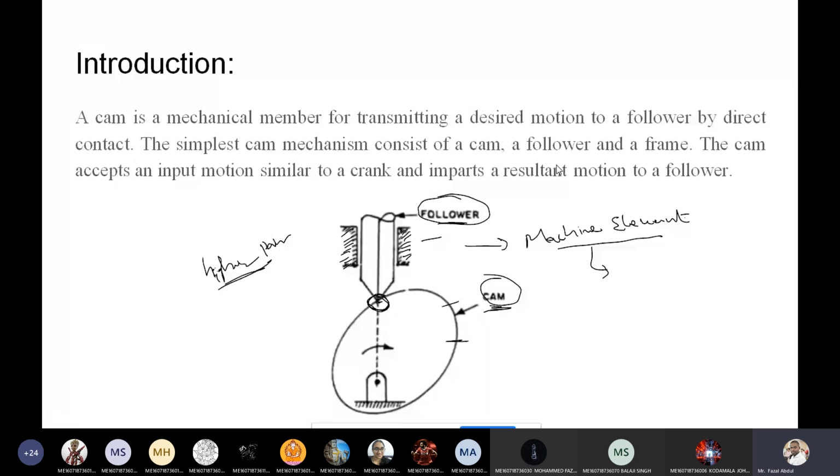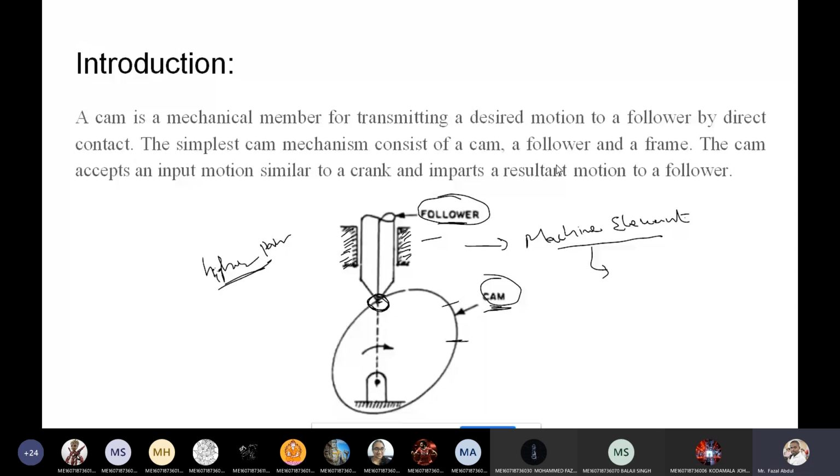And one unique feature of the cam we can find is that it imparts a very distinct motion to the follower. Distinct motion is special, different. Whatever motion we require, according to our requirement, that special motion is going to be transmitted to the follower.